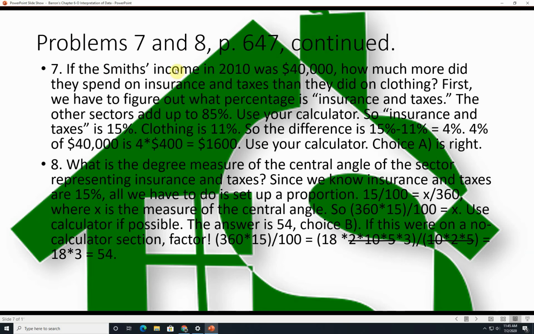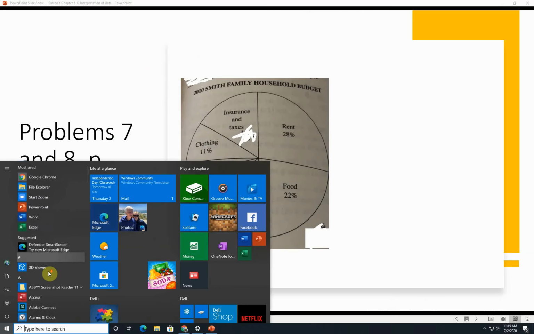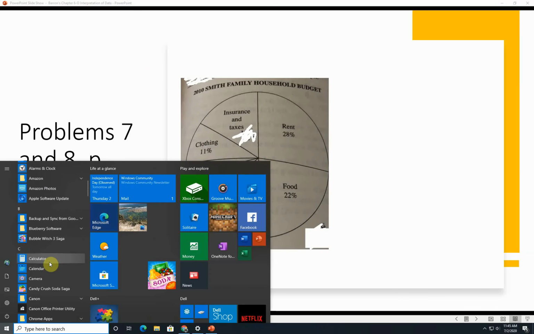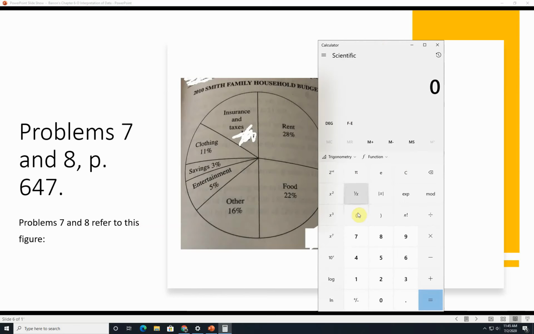Number 7, if the Smiths' income in 2010 was $40,000, how much more did they spend on insurance and taxes than they did on clothing? So first we have to figure out what percentage is insurance and taxes. So the other sectors add up to 85%. Use your calculator. Okay, so if I'm going to do that, I'm going to get out my calculator. I'm going to use the Windows calculator because I can. I'm using a computer.